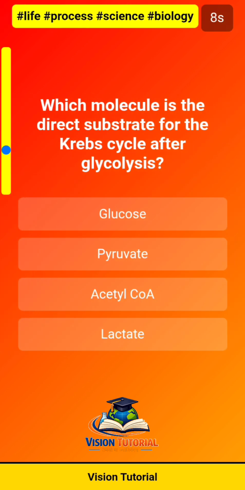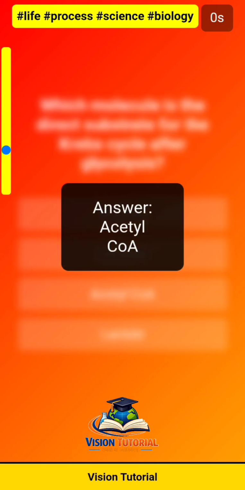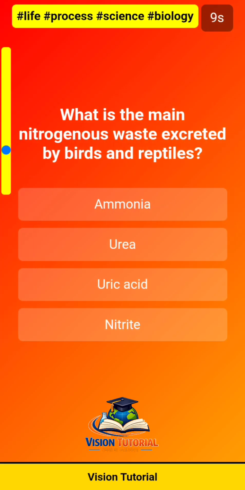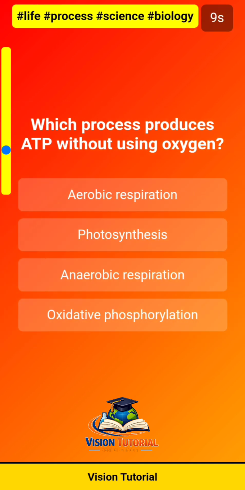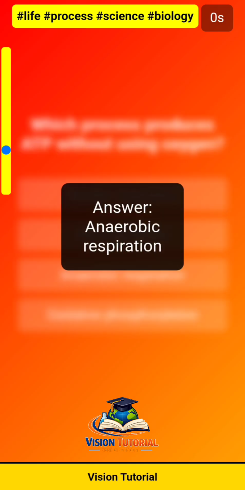The question is, which molecule is the direct substrate for the Krebs cycle after glycolysis? Answer: acetyl-CoA. The question is, what is the main nitrogenous waste excreted by birds and reptiles? Answer: uric acid. The question is, which process produces ATP without using oxygen? Answer: anaerobic respiration.